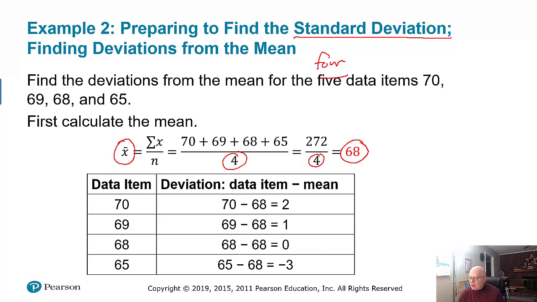So these are the deviations. Deviation means how far is a 70 away from the mean? How far is it away from the 68? How far is 69 away from a 68? 68 is 0 from a 68, of course. And how far is 65 away from 68? Just subtract them. Take the data item first, subtract the mean, and you get your deviation.